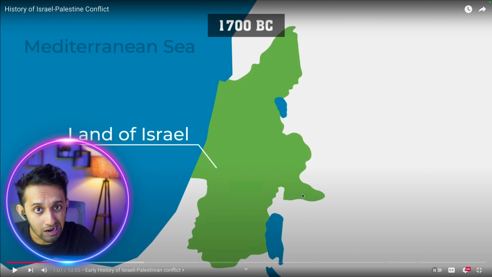Right, 1700. Okay, we are talking about 1700, and there was something called the Land of Israel, which I don't believe was heavily Jewish populated. I think a lot of Muslims were also living in this area.